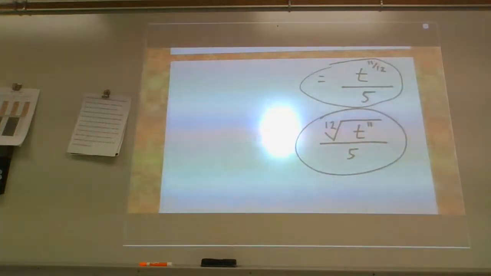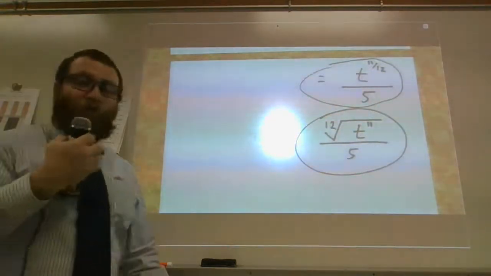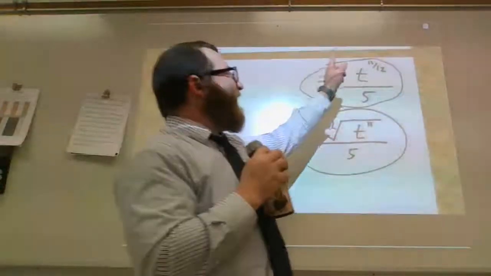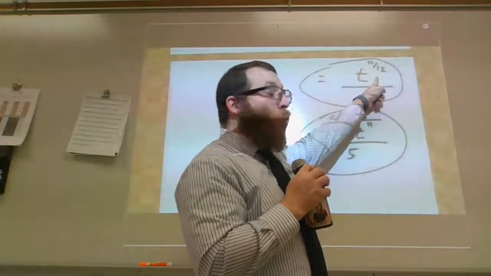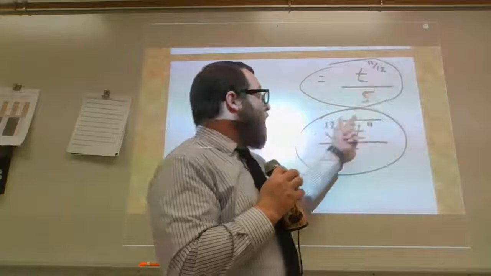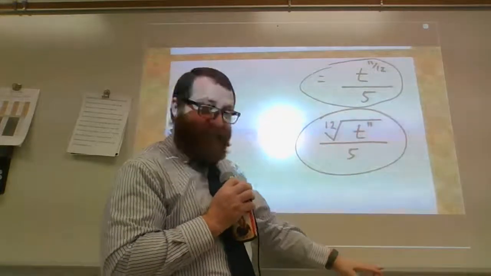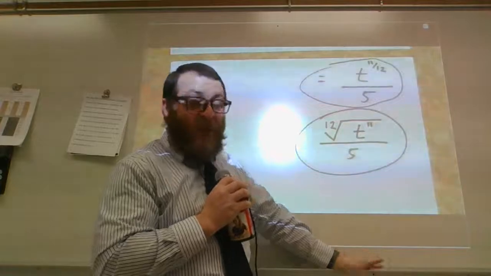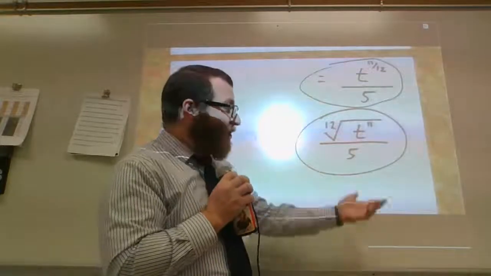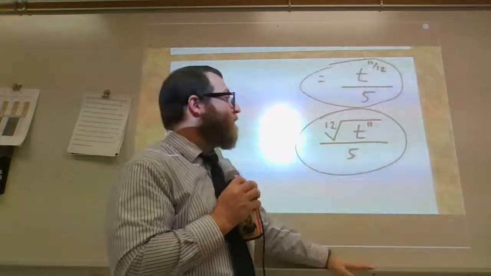Now, why is that the alternative way? Power over root. It's an 11th power. It is a 12th root. So I put the 12th root with the t to the 11 on the inside. Again, what's that 5 do? The 5 does absolutely nothing. It just sits there on the bottom.